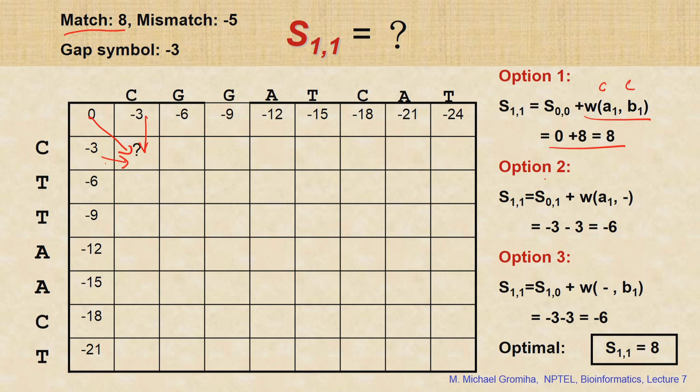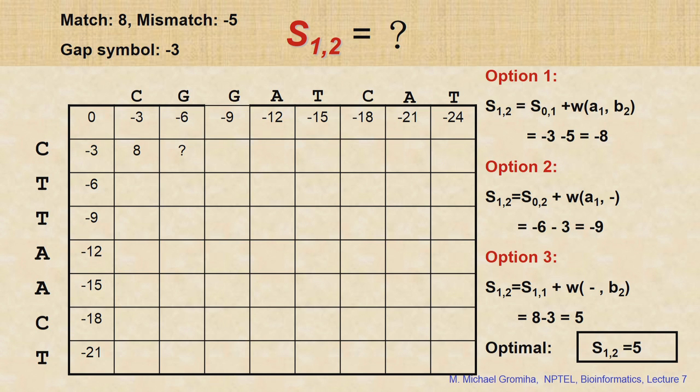Then option 2, we go from S11, which is equal to S01 plus weight of A1 comma gap. If you do this, this is minus 3 and another minus 3, so this will be minus 6. Then option 3, we go to 1 comma 0 with the gap in the first term and B1. This gap is minus 3, again minus 3, so this is minus 6. Now, compare these 3: one is 8, one is minus 6, one is minus 6. Which one is the maximum? 8. So, we put the maximum value of 8 here.